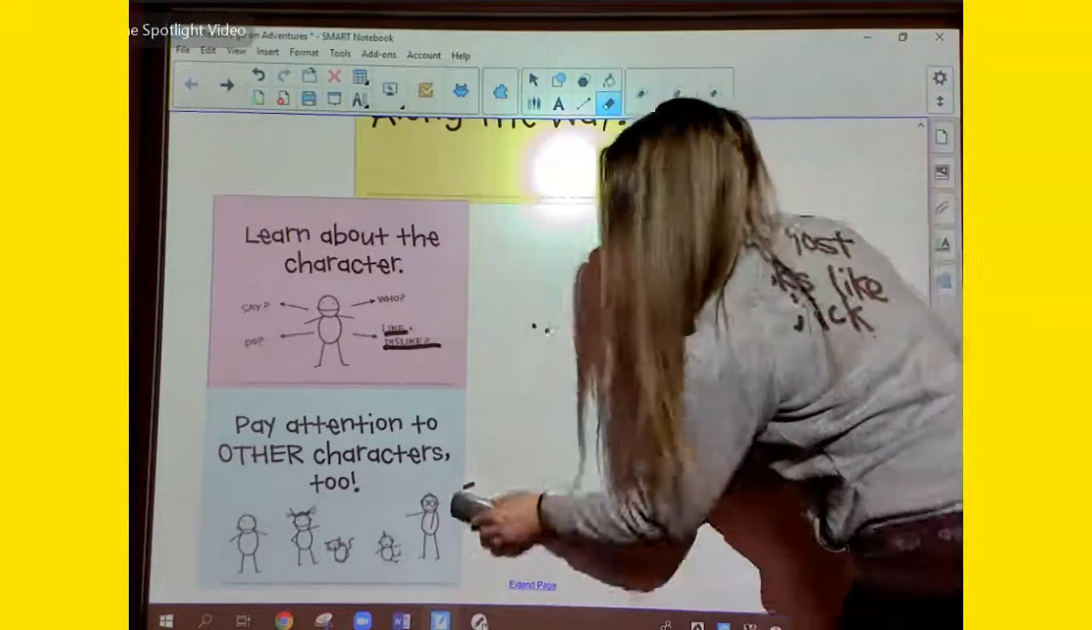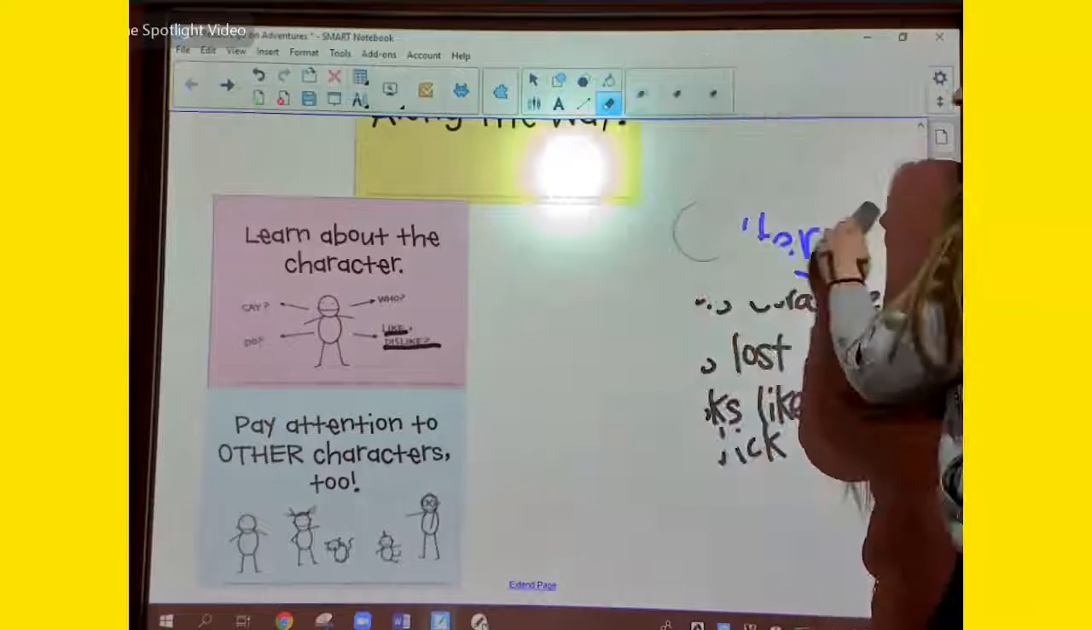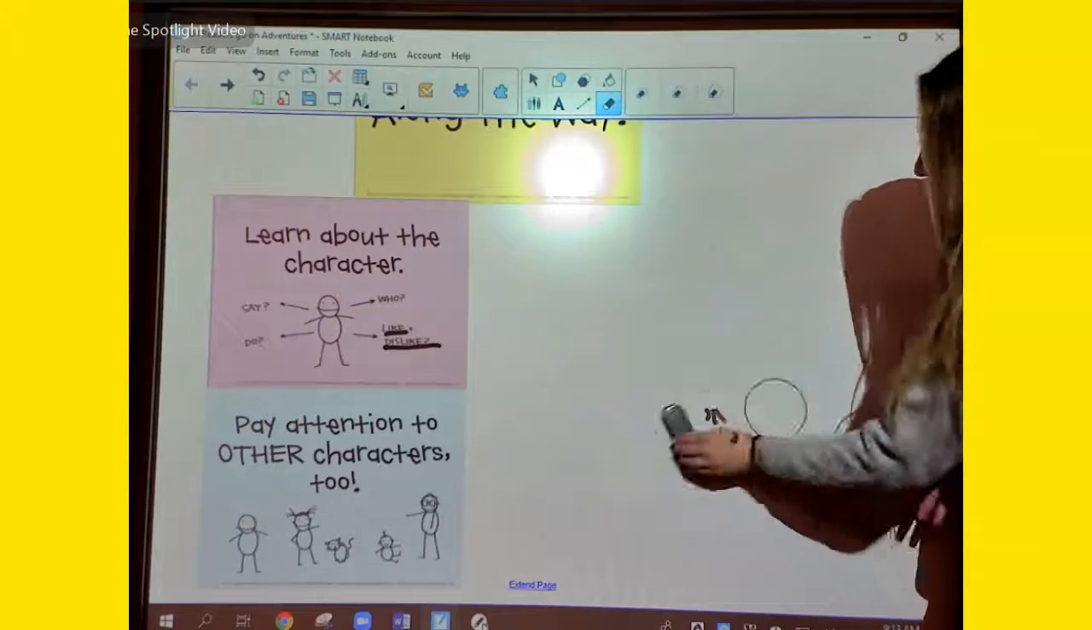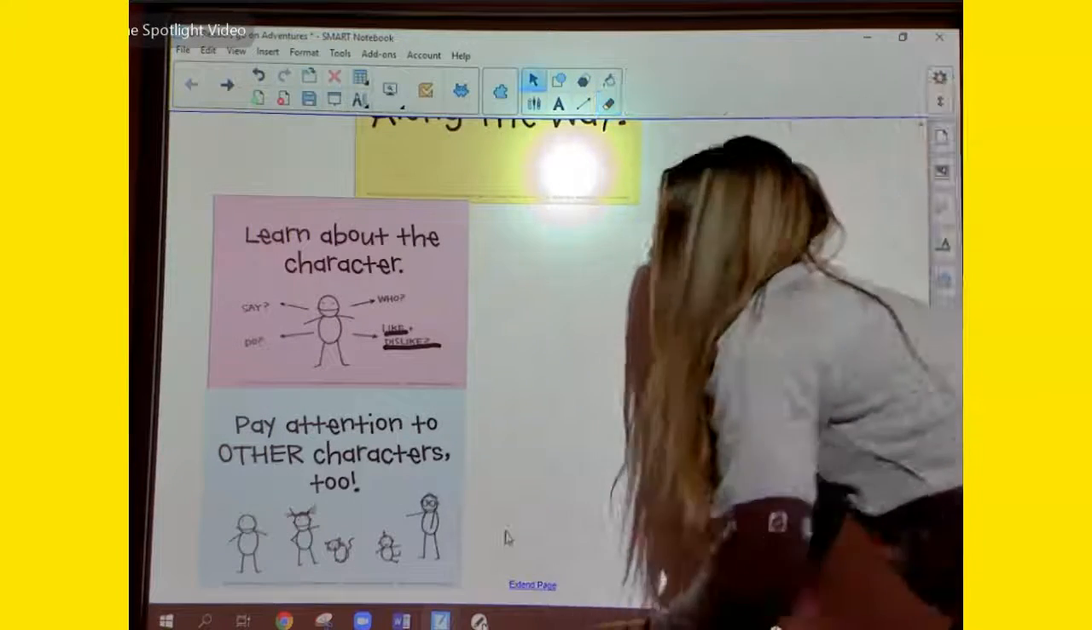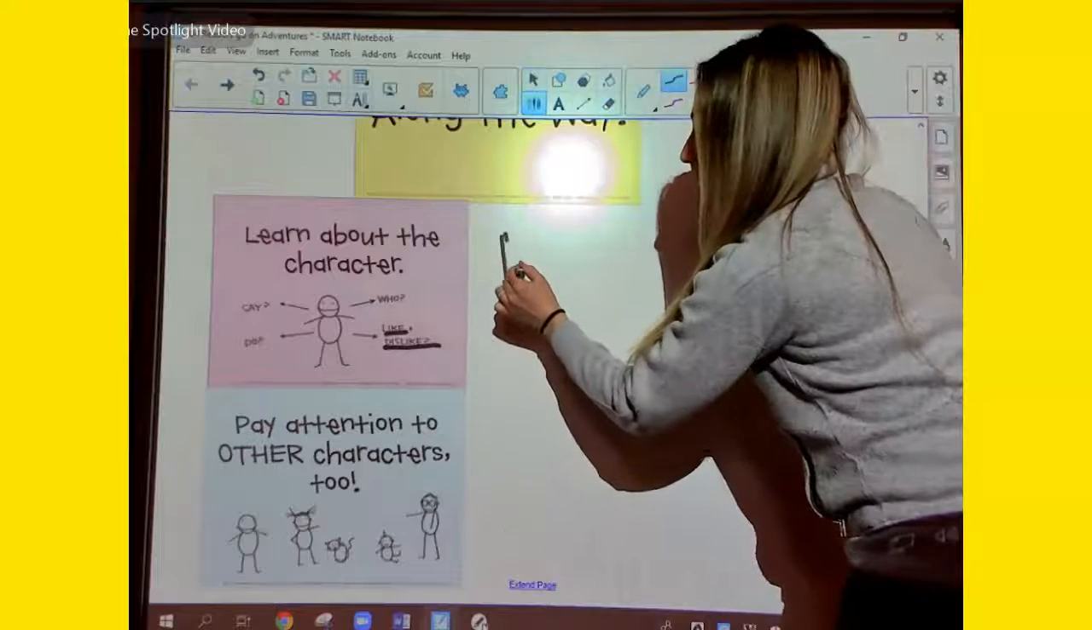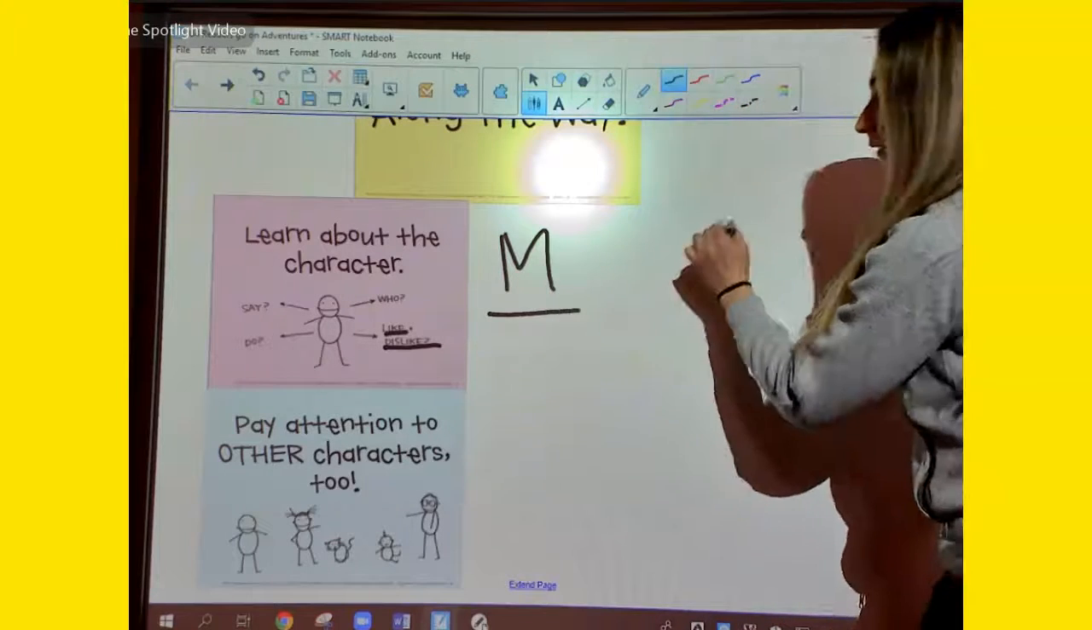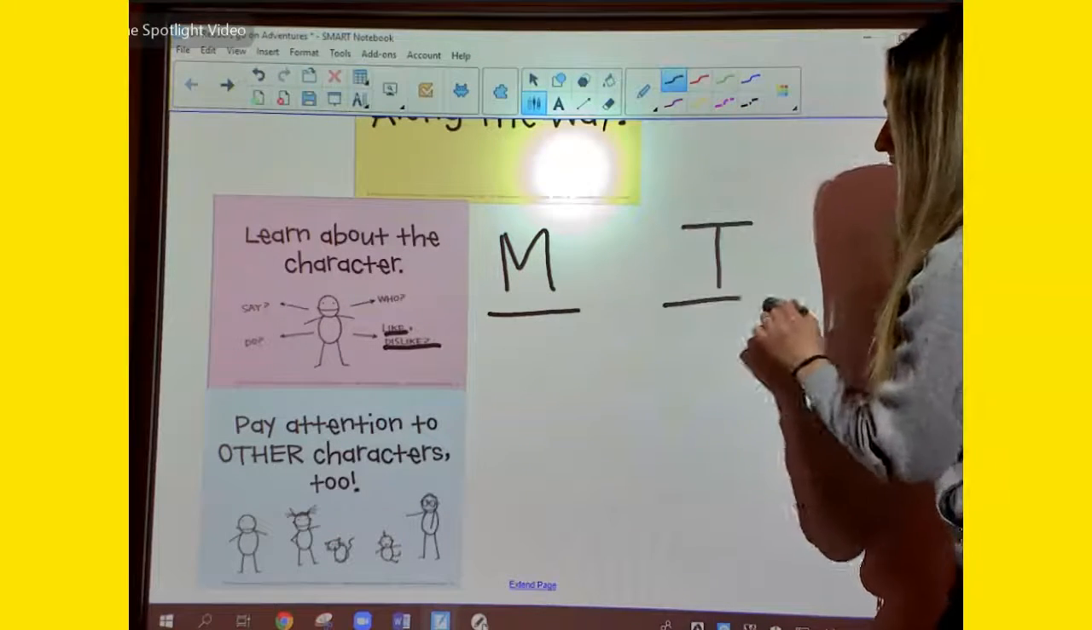So, we just discovered by Paulina telling us that Mr. Putter and Tabby like to nap. So I'm going to put an M for Mr. Putter and a T for Tabby.